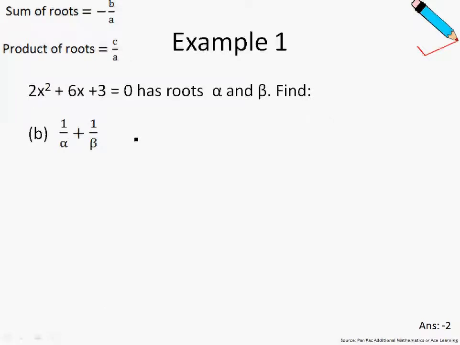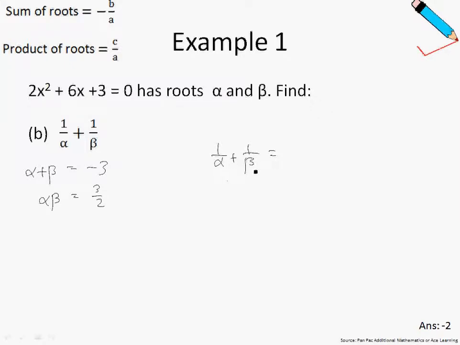In example 1b, we have a similar equation, so I will not show you how to find your sum and product. I'll just write them out, because it's the same as what we solved earlier. My sum of roots is just negative 3, and my product of roots is just 3 over 2, similar to the previous example. So now, we want 1 over alpha plus 1 over beta.